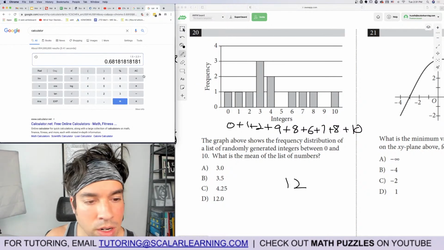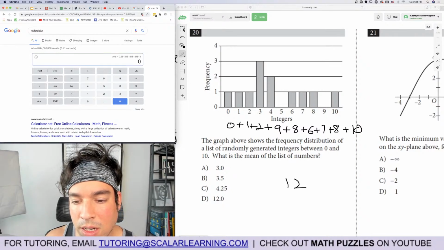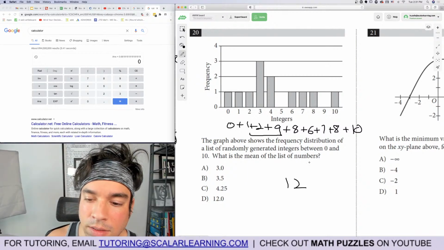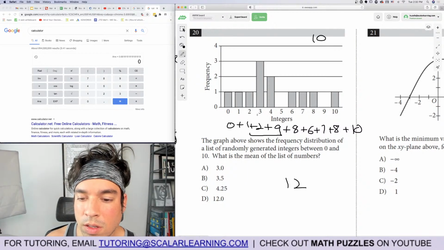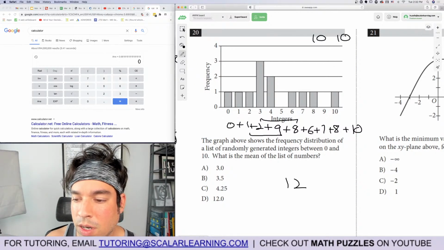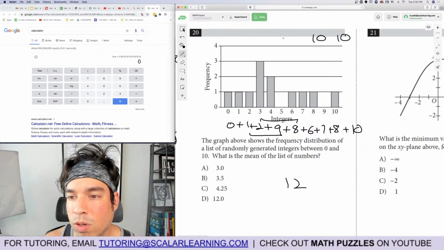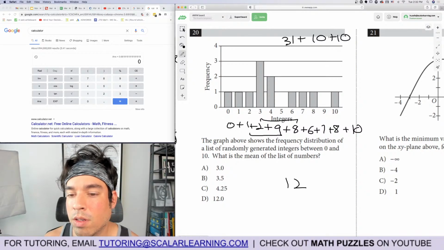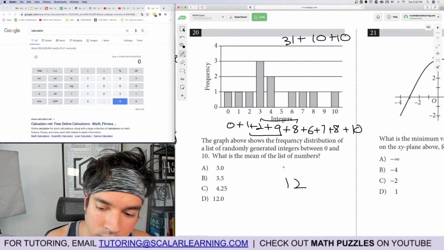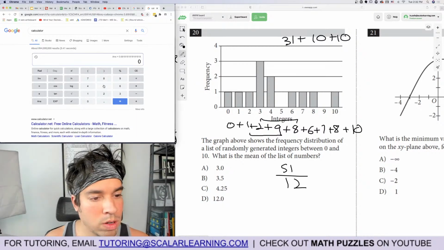Now, you have to be very... Okay, I'd almost rather do this mentally, to be honest. Here, watch. I'll show you. But then we'll do it in the calculator, maybe. So that's 10. That's 10. Then we've got 13 plus 8 is 21, 31. So it's 31 plus 41 plus 51. And then it's 51 divided by 12.